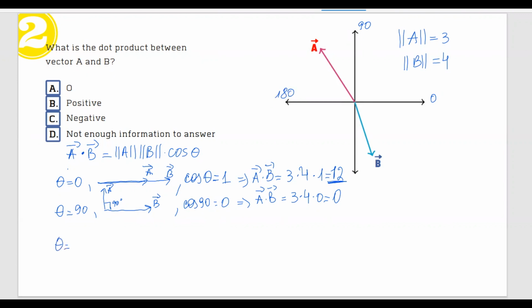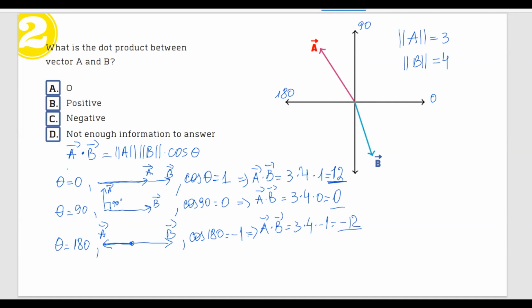So if theta equals 180, that's when we have the vector A pointing in this direction, and vector B pointing in this direction. That means that cosine of 180 is equal to minus 1. So from here, it results that A dot B is going to be equal to 3 times 4 times minus 1, and we're going to get minus 12.